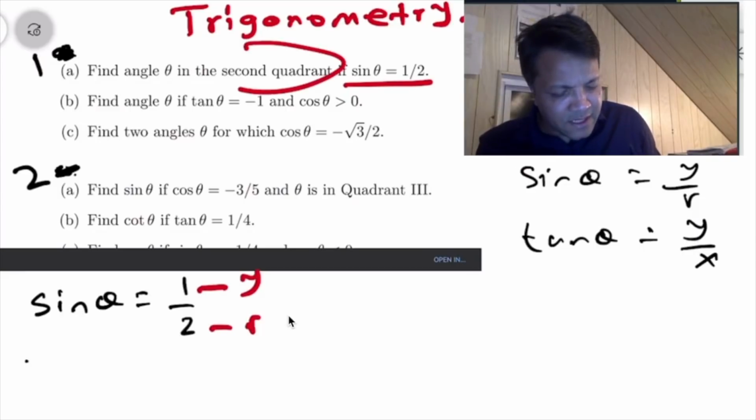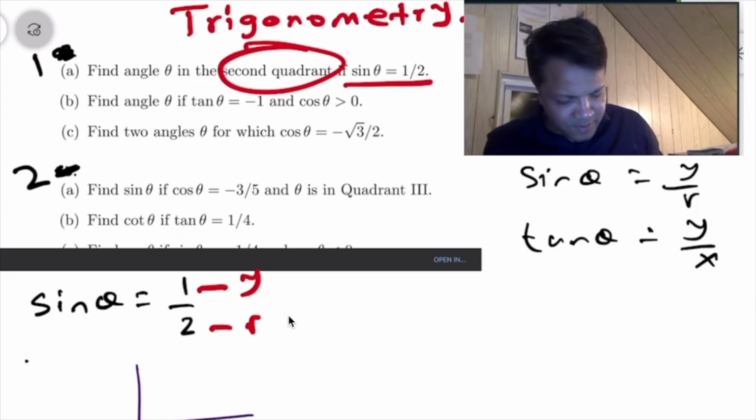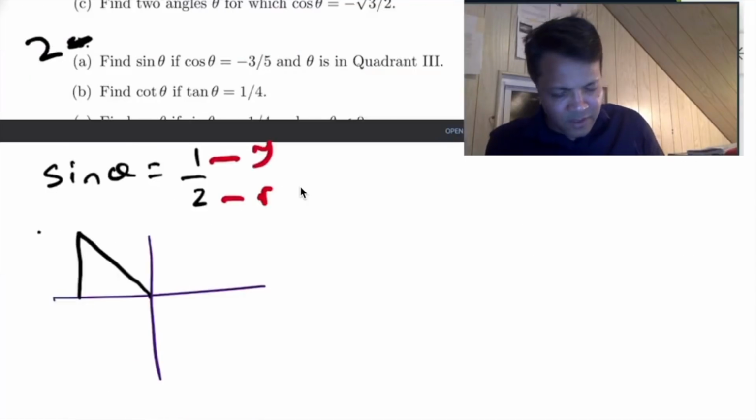And this is in the second quadrant. Okay, so let's put it in the quadrant. So this is the second quadrant. So now in the second quadrant I'm going to draw this. Alright, so y is 1, so I'm going to write y is 1. r is 2, so I'm going to write r is 2.